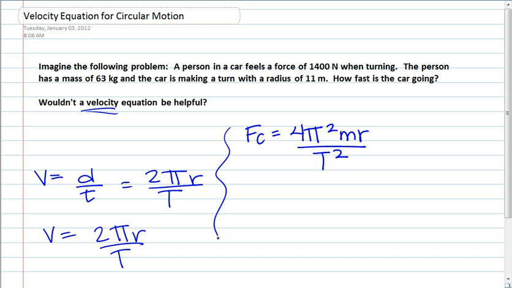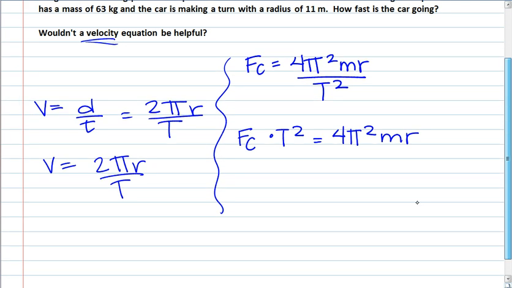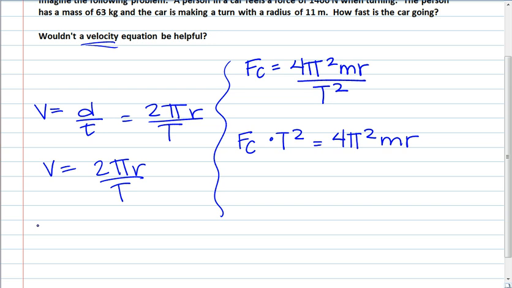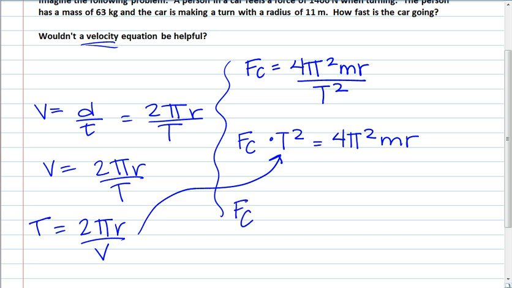So let's take this equation up here, our centripetal force, and rearrange a little bit. Let's say instead it's centripetal force times t squared equals 4 pi squared mr. Then over here, let's do the same thing. Let's solve for period. We'd say period is equal to 2 pi r all over v. And let's plug this in over here. So I'd have centripetal force times (2 pi r all over v) squared, and that would equal 4 pi squared mr.